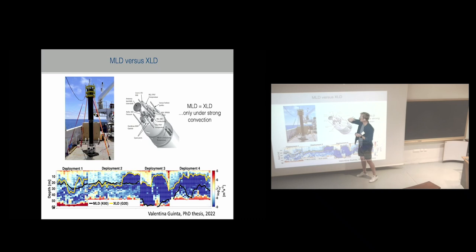Then we have an antenna to send us data, and we have a whole bunch of other sensors which you don't really have to worry about. Now, one of his PhD students, Valentina Winter, had done some very nice work at deploying these ASIPs on various cruises. So we have like 4 deployments here.